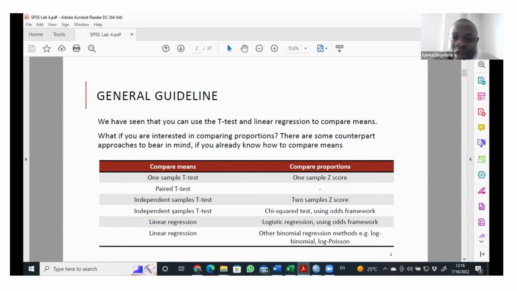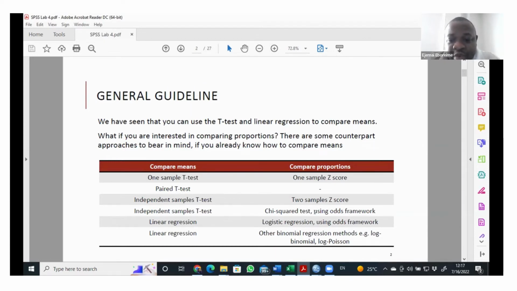Now, the analogous one for the one sample t-test is called the z-test. I'm sure your lectures will give you details about it. I wanted to go into it, but for want of time, I don't think I should. The first one looks at means, because the outcome is a continuous variable. Here you're comparing proportions, and your Z score is closely related to your measures of dispersion, your standard deviation. So the analogous one for the one sample t-test for comparing proportions is the one sample Z score, and for the independent t-test you have the two sample Z score.